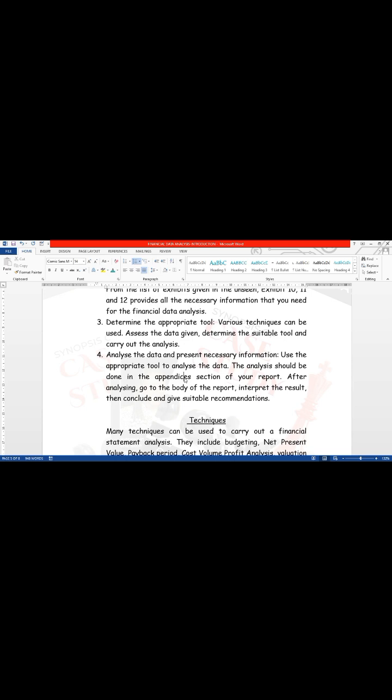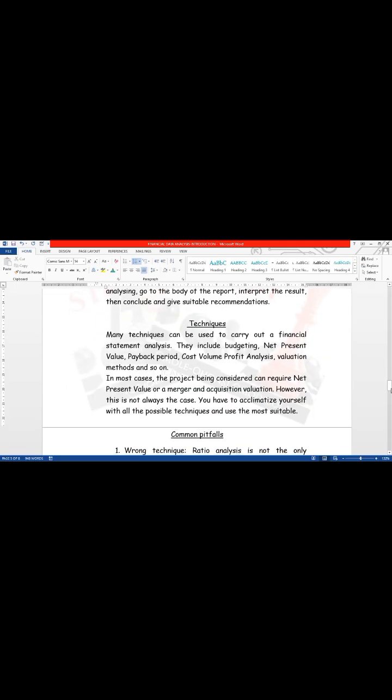After analyzing, go to the body of the report, then interpret, conclude, and give suitable recommendations. I use the word suitable. Don't give recommendations based on what you have crammed or based on what you have seen in past questions. Give recommendations that are suitable and are in line with that project or contract in view. Now, the next thing is techniques.